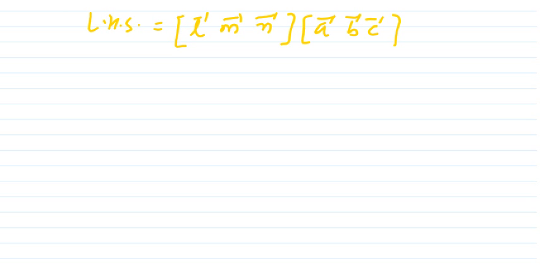So the left hand side of this problem is the scalar triple product of three vectors L, M, N, multiplied by the scalar triple product of the three vectors A, B, C.